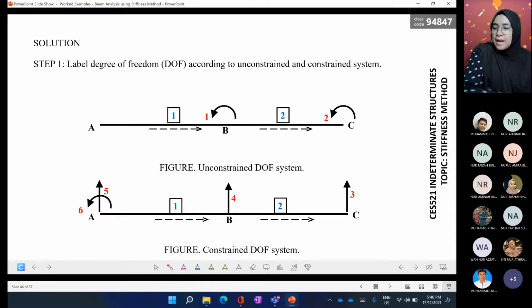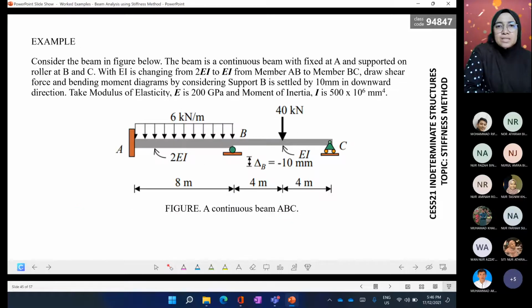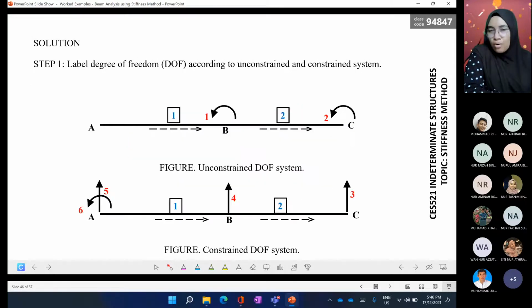So by looking at the diagram just now, B is a roller, C is also a roller. So at A we have 2 degrees of freedom, in the Y and Z direction. At B we have 1 degree of freedom, and at C we have 1 degree of freedom. So the total degrees of freedom for the unconstrained system will be 4.